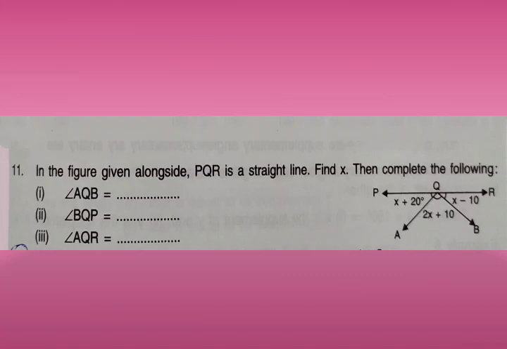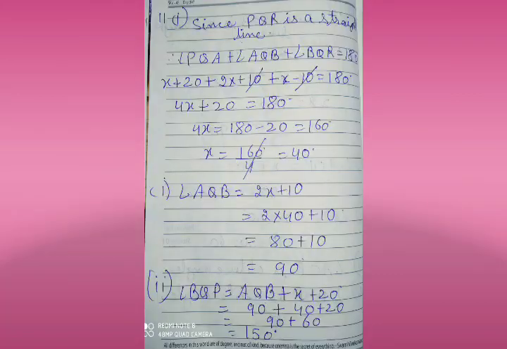Now next, question number 11. Subpart 1. Since PQR is a straight line, then angle PQA plus angle AQB plus angle BQR is equal to 180 degree. So x plus 20 plus 2x plus 10 plus x minus 10 is equal to 180 degree.